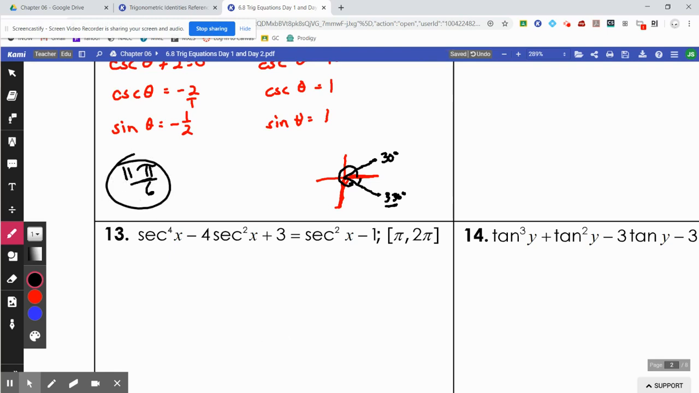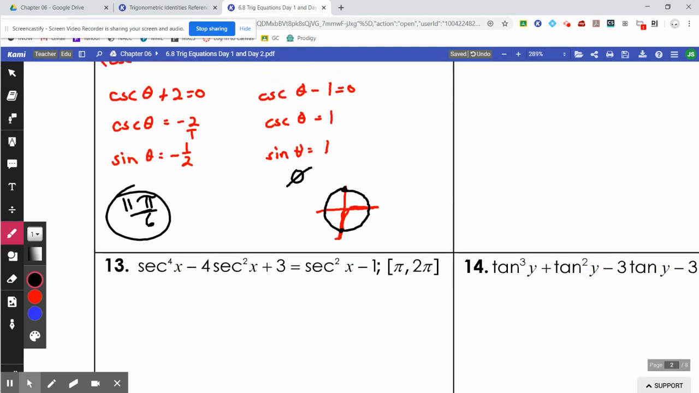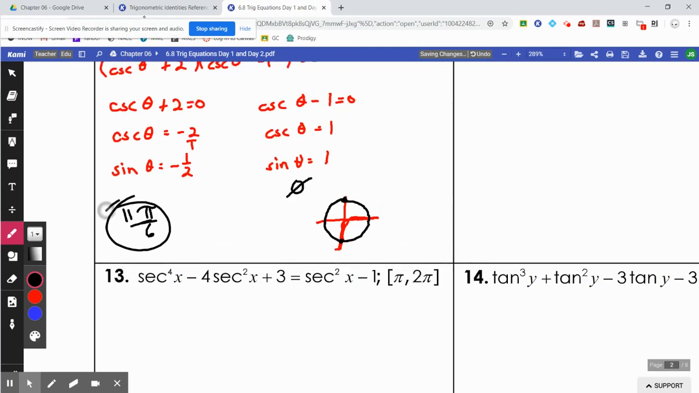That's my first answer. My second answer is where, between 270 and 360, do I have a sine value of 1? On my unit circle, the sine value is a y value. This is where I have a sine value of 1, at 90 degrees. However, if I come down here and use that reference angle, that would be a sine value of negative 1. So there's no solutions to this one. So your only answer is going to be 11 pi over 6.